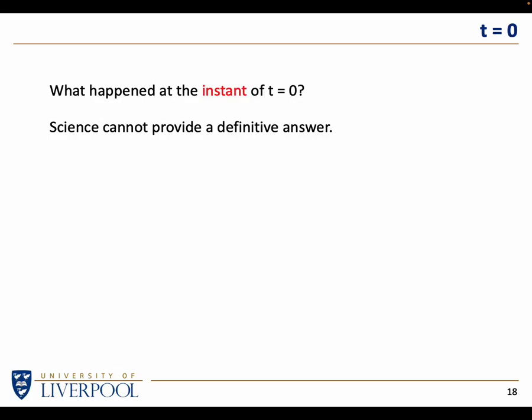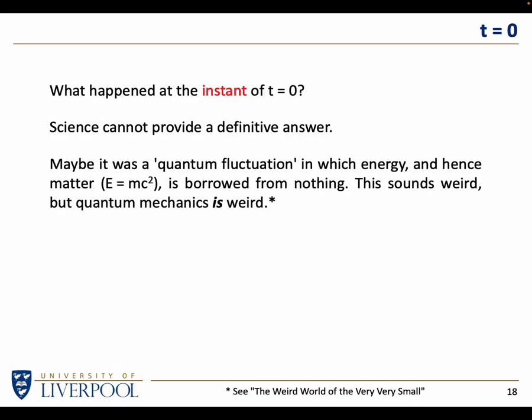Quantum theory tells us that it is actually possible to borrow energy from nothing, a so-called quantum fluctuation. That sounds really weird, but quantum theory is really weird. Quantum theory has been with us for 100 years, and we have not yet proven it to be incorrect in any way whatsoever. So if we know that quantum theory allows this, then maybe that's what happened at the time t equals 0, a quantum fluctuation. Energy was borrowed from nothing.